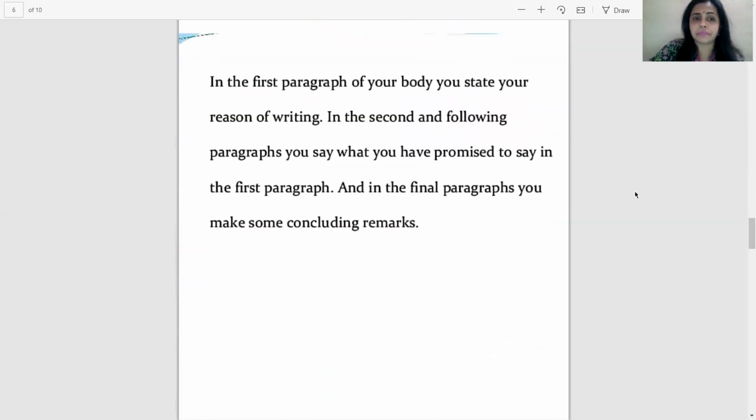Now let's see how you will arrange the body of the letter. In the first paragraph of the body, you will state your reason for writing. Apart from those opening phrases which we have already discussed, in the first paragraph you will come straight to the point. What is the purpose of writing this letter? Is there any agenda? Is there something you want to discuss, convey, invite? Maybe you just want to share your thoughts.